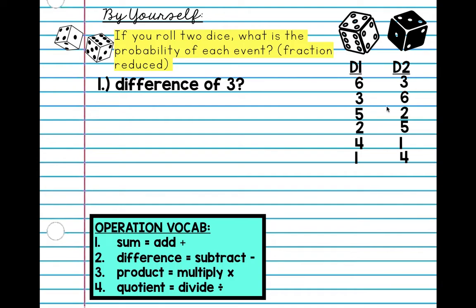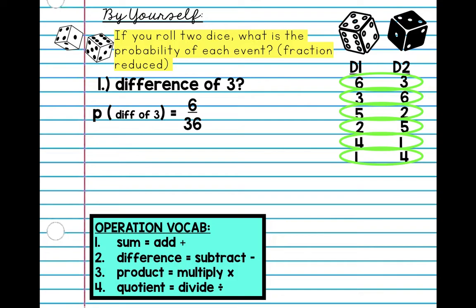And then I clearly can't do 3 because 3 minus nothing. I can't roll a nothing, right? So these are all my possibilities subtracted to get 3. Okay, so 1, 2, 3, 4, 5, 6. So let's go ahead and put this in our formula. P, difference of 3, equals 6 over 36. Again, I have to reduce it. I know 6 times 6 is 36, so let's divide that. So 6 divided by 6 is 1, 36 divided by 6 is 6. Okay, so we have one fraction done.